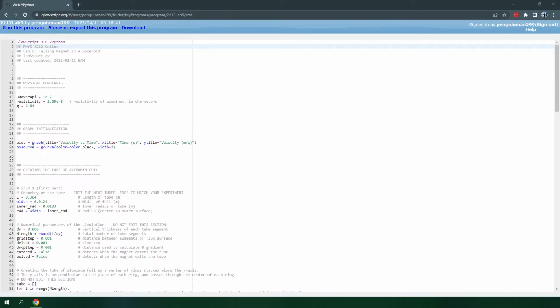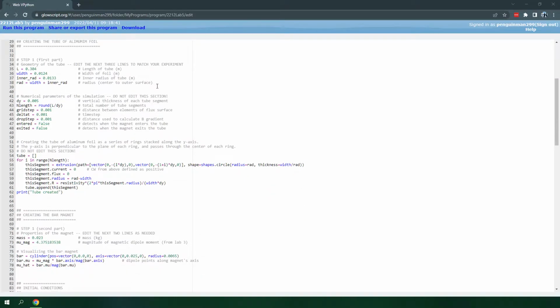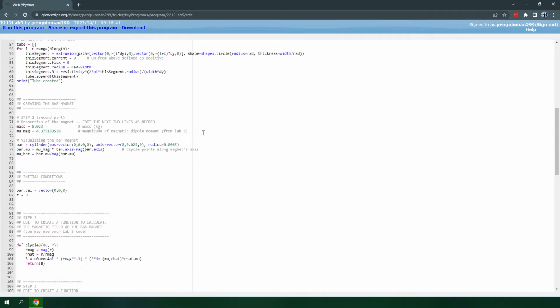In this lab, we observed a magnet falling through an aluminum foil tube and modeled the interaction between the magnet and aluminum foil in GlowScript. First, I set up the measurements according to the experiment I conducted in real life. So we have these, and we have this.